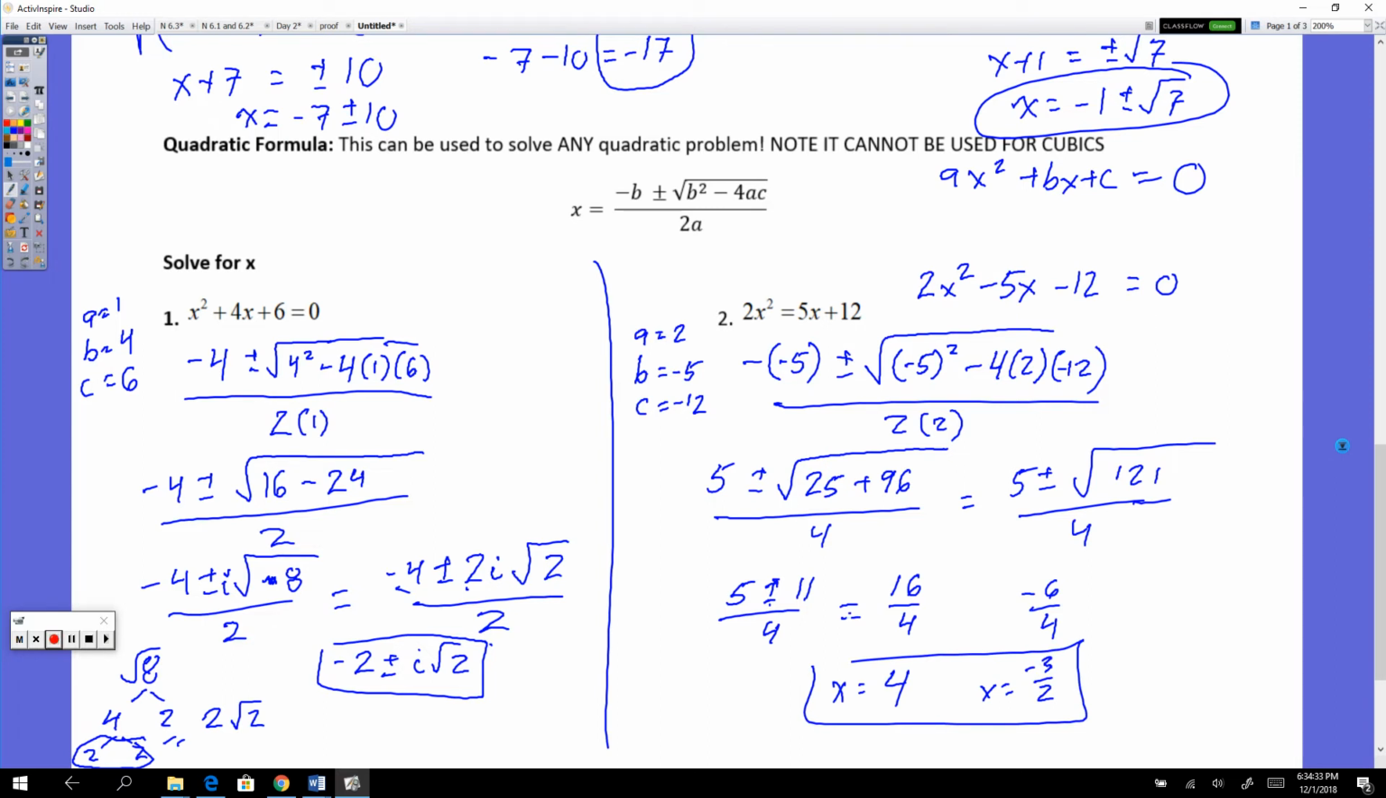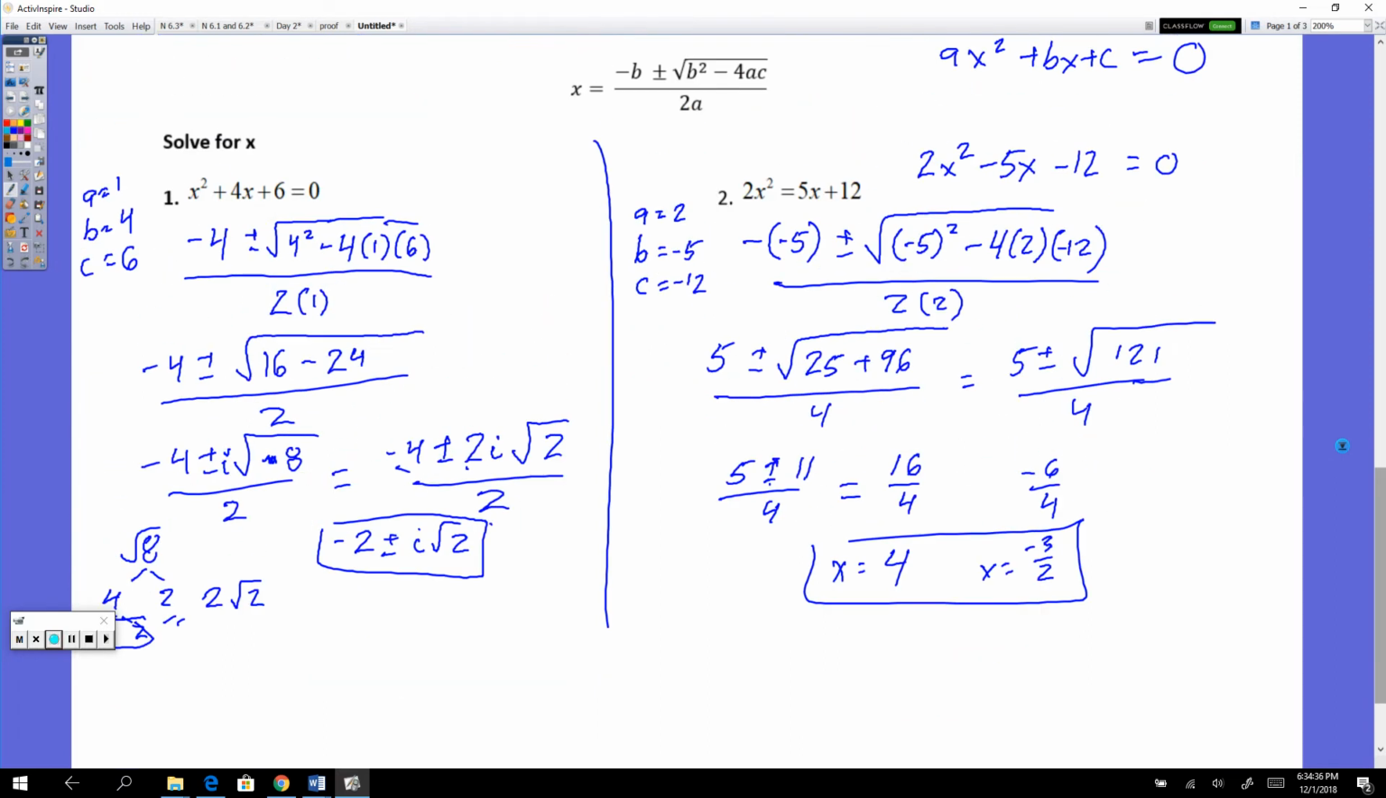Alright, you may want to take a little breather here from the notes, maybe pause, do a little stretch or something. We're going to move on to the back of the notes now.